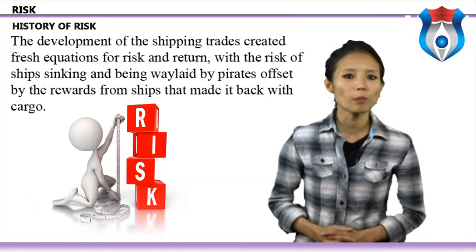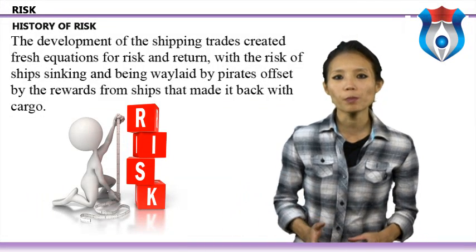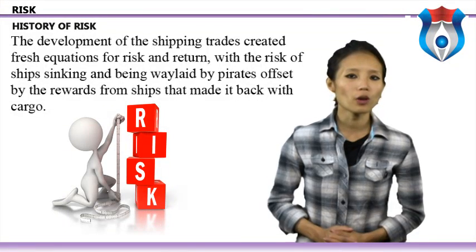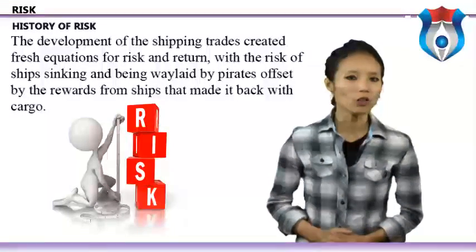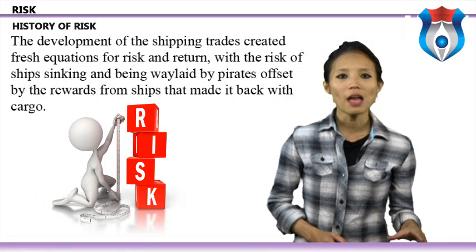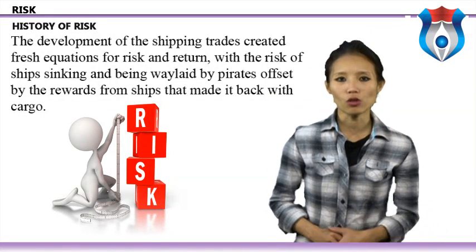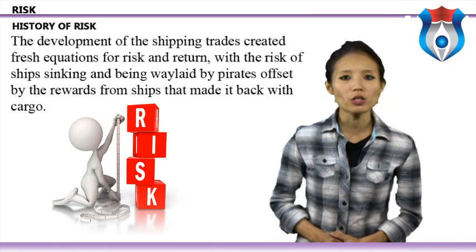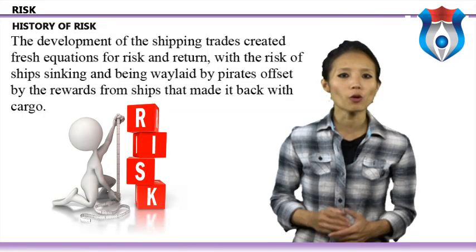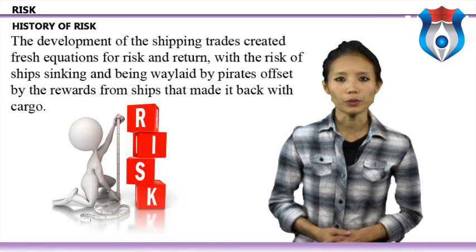The development of the shipping trades created a fresh equation for risk and return, with the risk of ships sinking and being waylaid by pirates offset by the reward from ships that made it back with cargo. It also allowed for the separation of physical from economic risk, as wealthy traders bet their money while the poor risked their lives on the ships. The spice trade, which flourished as early as 350 BC but expanded and became the basis for empires in the middle of the last millennium, provides a good example.